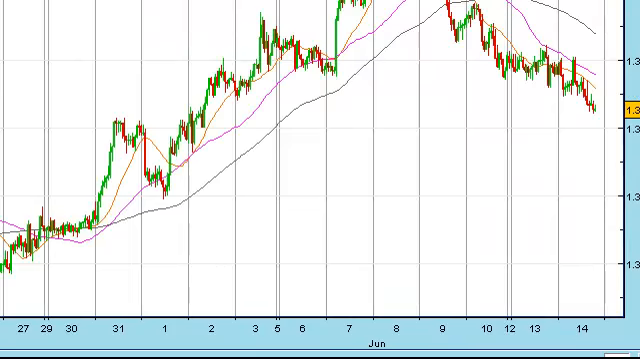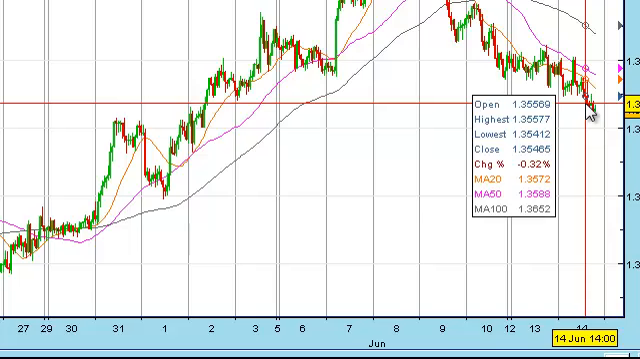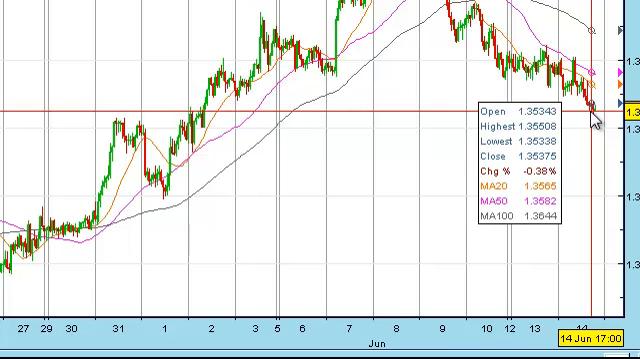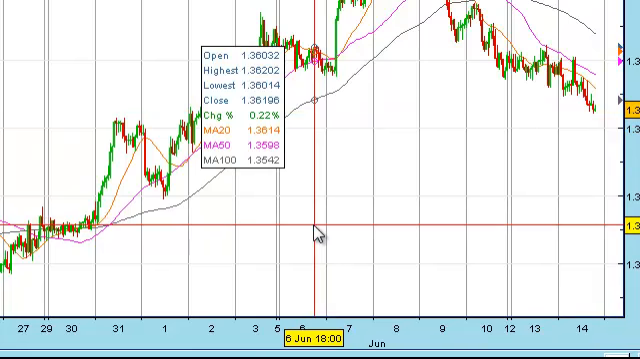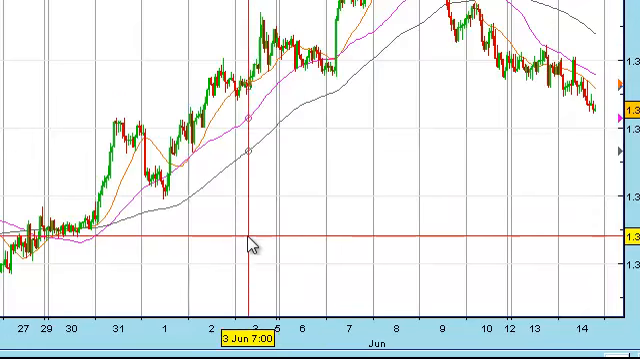So again, if you zoom out, you'll see that it's been trading up and now it's trading down, and how far it's going to trade down for, nobody knows. But what I'm going to show you is how exactly I'm going to exit this trade.